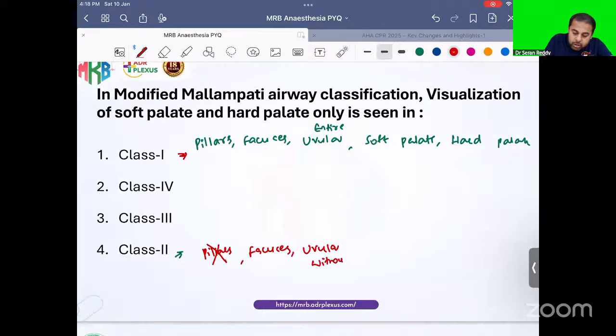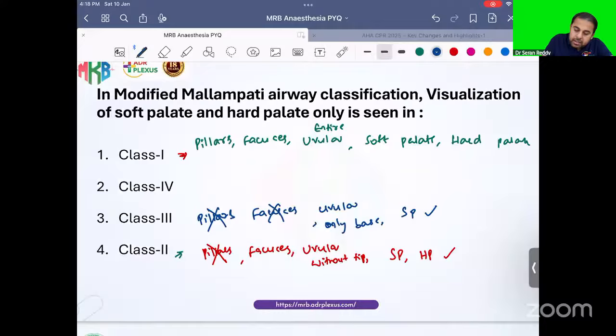Uvula without tip, soft palate and hard palate are seen. Whereas when it comes to class 3, what happens? Pillars you won't see, fauces you won't see, uvula only base is seen, soft palate is seen, hard palate is seen.